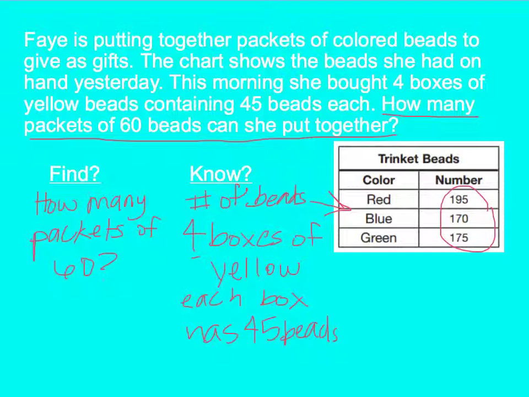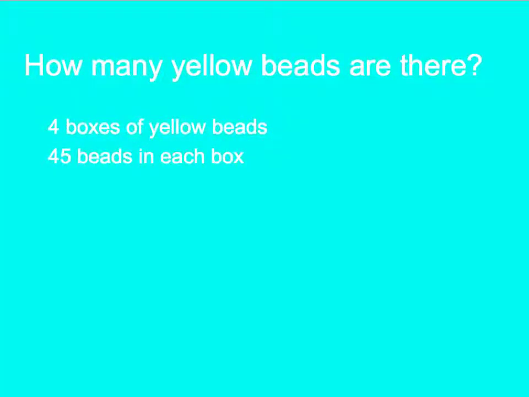So let's take a look at one of the hidden questions we need to solve before we can get to our final question. The first question we need to answer is how many yellow beads are there? We know red, green, and blue, but we don't know how many yellow ones she has yet. So the first thing we need to do is figure out how many yellow beads she bought. We're going to take the 4 boxes and multiply that number by 45 to figure out how many total beads she has.